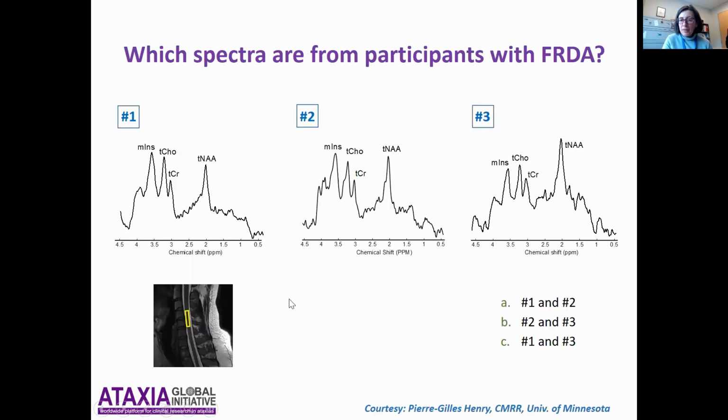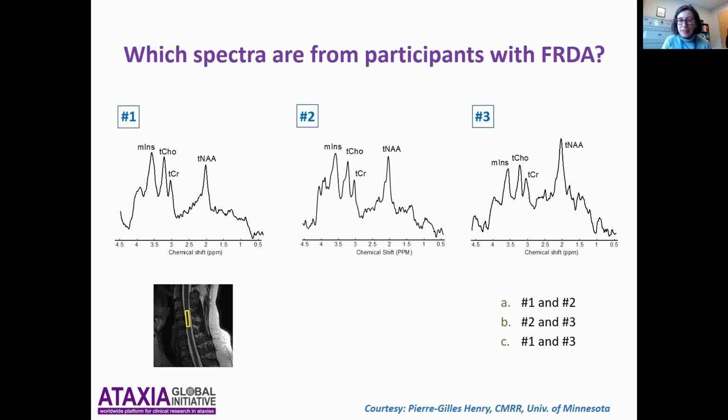So let's look at some spine spectra. And this is my second question for the poll. One difference you can see is the quality of the spectrum. You have broader lines, there's very broad baseline, but you can still visually evaluate these spectra. Here's the N-acetyl aspartate, here's the myoinositol that we were talking about. And between these three spectra, there are two of them that were collected from participants with Friedreich's ataxia. By looking at the data, can you tell which ones?